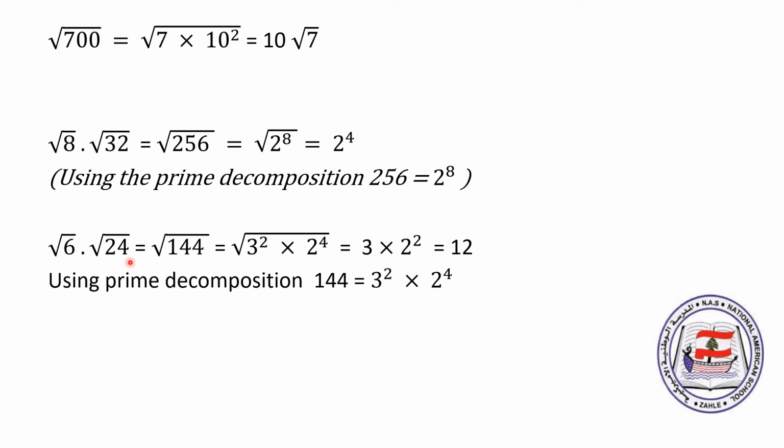Radical of 6 times radical of 24 gives radical of 144. After doing the prime decomposition, we get radical of 3 squared times 2 to the power of 4. Reducing this writing, it gives 3 times 2 to the power of 2, which is 12. Or simply, if you memorize the perfect squares of numbers, 144 is known as 12 square, and directly you can write radical of 144 is equal to 12.